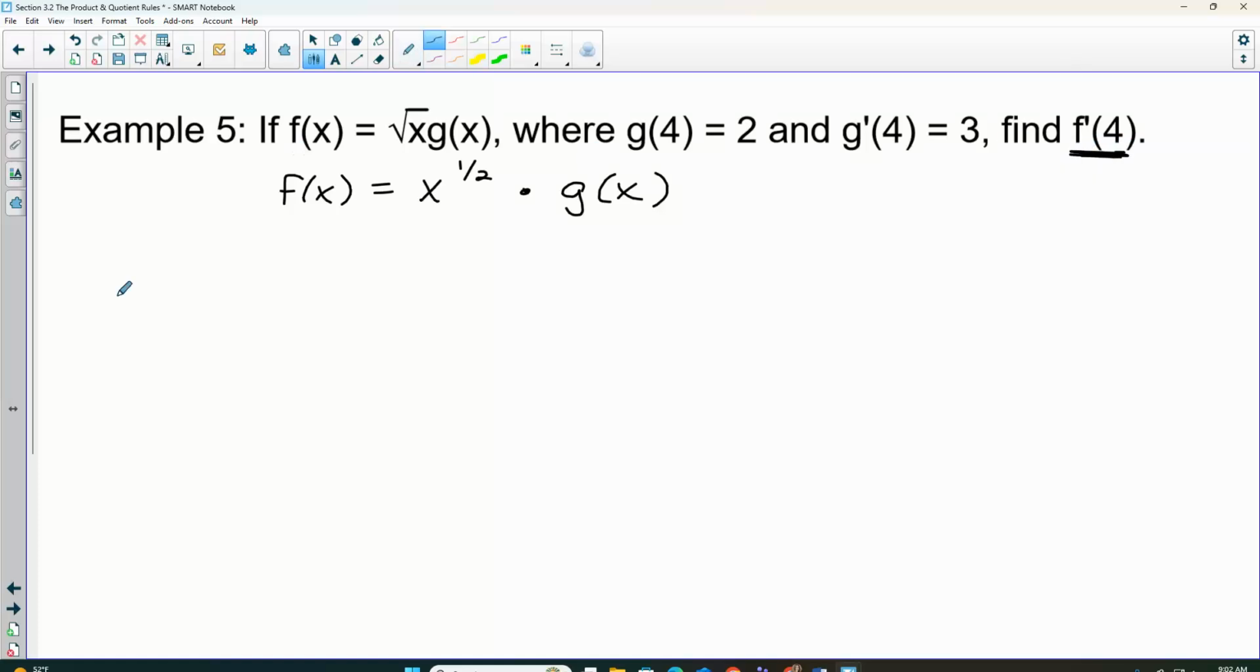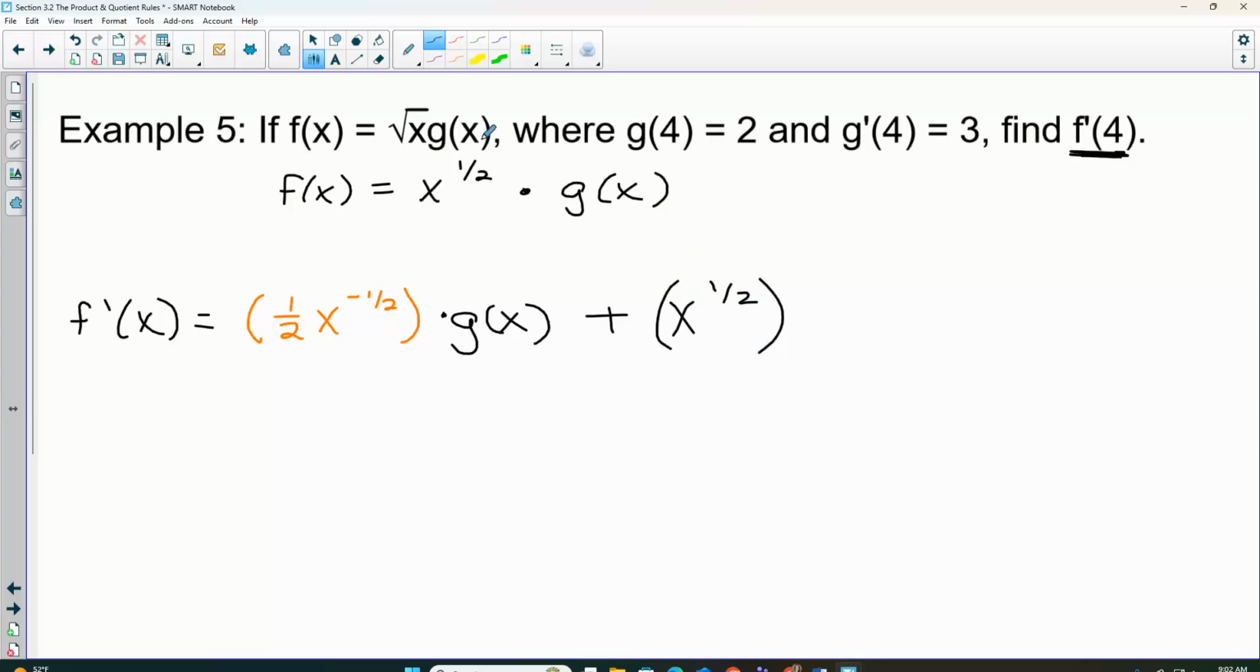So first, let's do our derivative. We do one derivative at a time. So derivative of x to the 1/2, 1/2 x to the negative 1/2. Second one stays the same. Plus the first times derivative of the second. Derivative of g of x would be g prime of x. I want my derivative at 4.